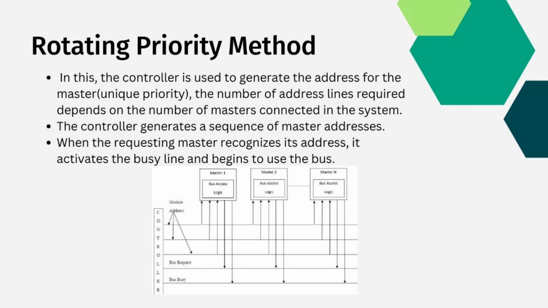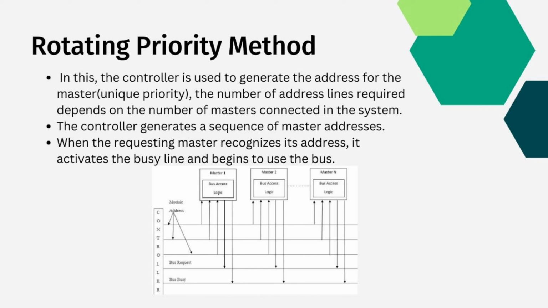We will see the rotating priority method. As this is one type of centralized bus arbitration process, the controller generates a unique address for each master. The number of address lines needed for the controller depends on the number of masters in the system. In this method, each device is assigned a priority level and the priority level rotates in a predetermined order.